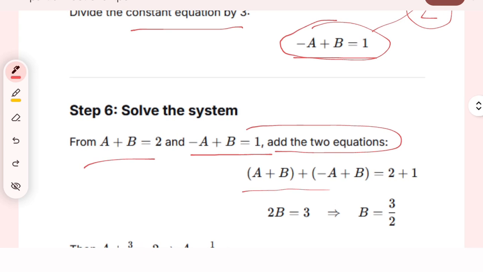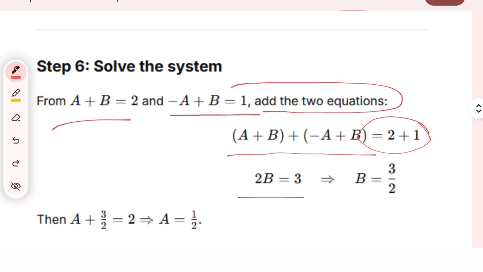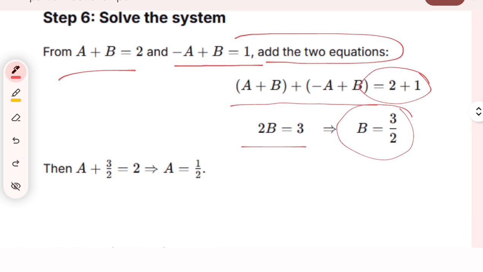If we add the two equations, of course, we will also add the constants. And what is left is 2b is equal to 3, or we can solve for b, which is 3 halves. Once we have solved for b, use that value and substitute it back to either equation 1 or equation 2 and solve for a. And then a would be 1/2. So we have 3 halves and 1/2.